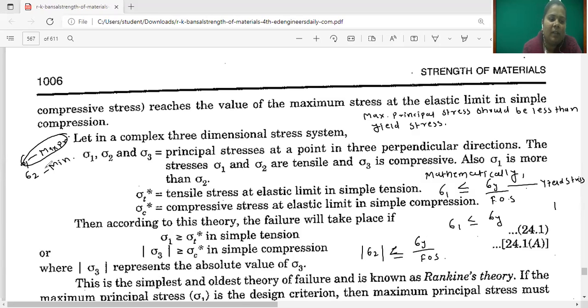Whenever we have solved examples, at that time we got minimum principal stress in compression. That means we got the sigma 2 value as negative. So for this negative, we have taken mod here. So according to this maximum principal stress theory, maximum principal stress should be less than or equal to yield stress, and minimum principal stress should be less than or equal to yield stress. This is the theory related to maximum principal stress theory.